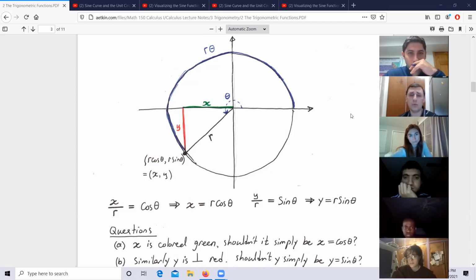So when I define sine, or at least how you heard it in high school, why do you say opposite divided by hypotenuse? What is that division supposed to achieve?